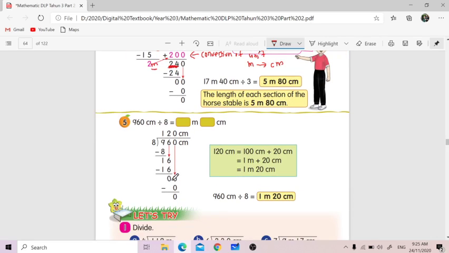Okay, yang ni, dia satu unit sahaja. But in the end, dia nak awak bagi jawapan in meter and centimeter. Okay, so this is different condition.